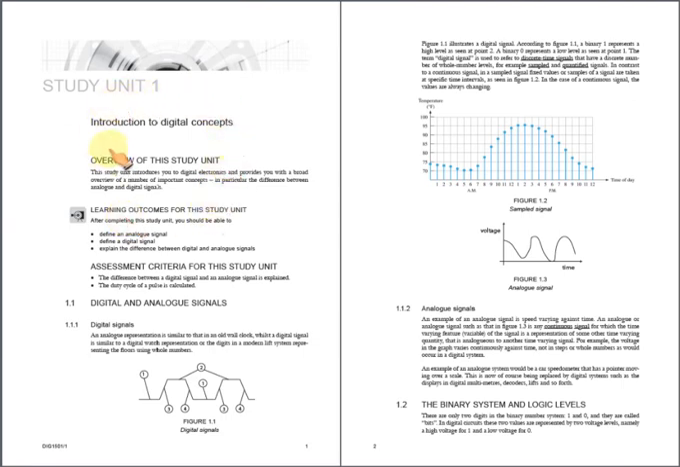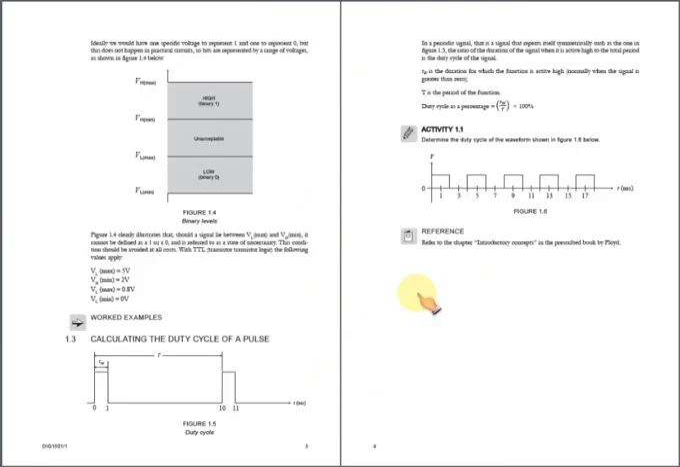There's Study Unit 1, Introduction to Digital Concepts. You need to know what digital and analog signals are and define and speak a little bit about them. And also what binary levels are, low, high, and what constitutes the unacceptable case. You also need to know what the pulse width is, what a period is, and from that you need to be able to calculate the duty cycle.